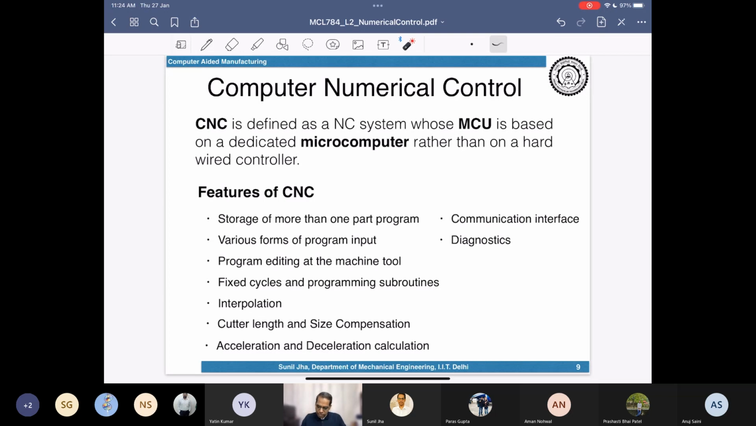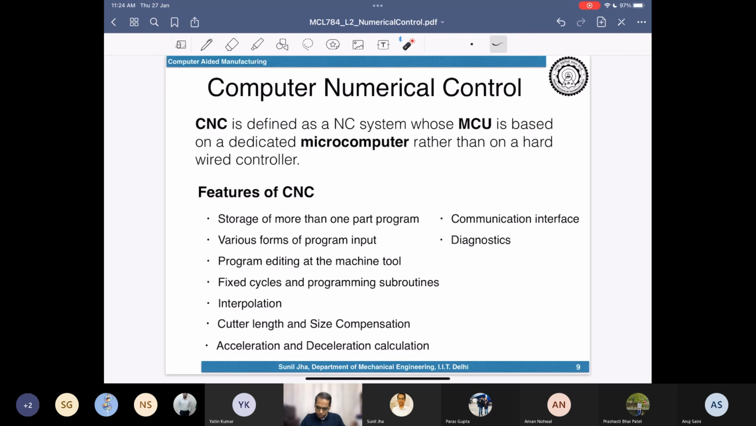So this fixed cycle and the programming subroutines are possible only when you have a computer associated with the machine tool. And they are able to do complex interpolations also, because computers are now good at doing all those computations. So the higher order interpolations may also be implemented over here.